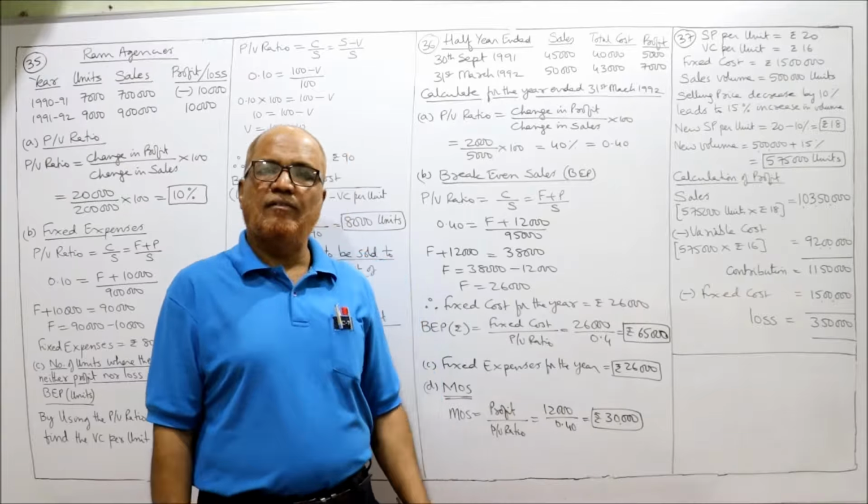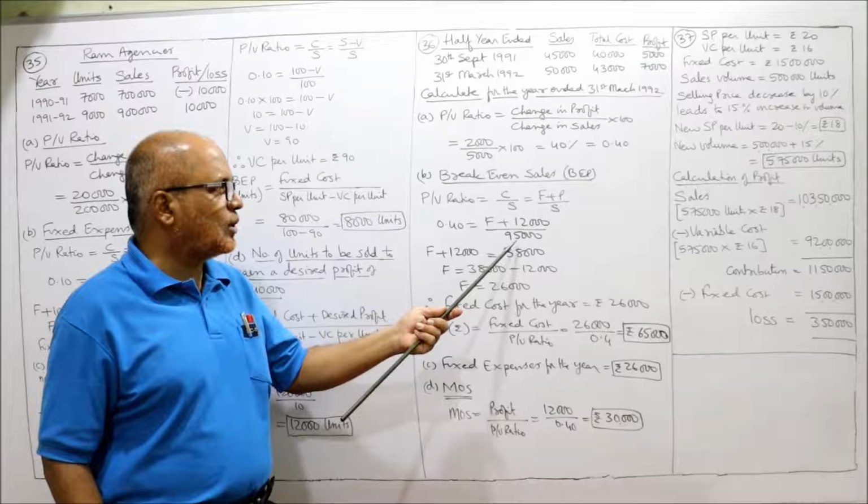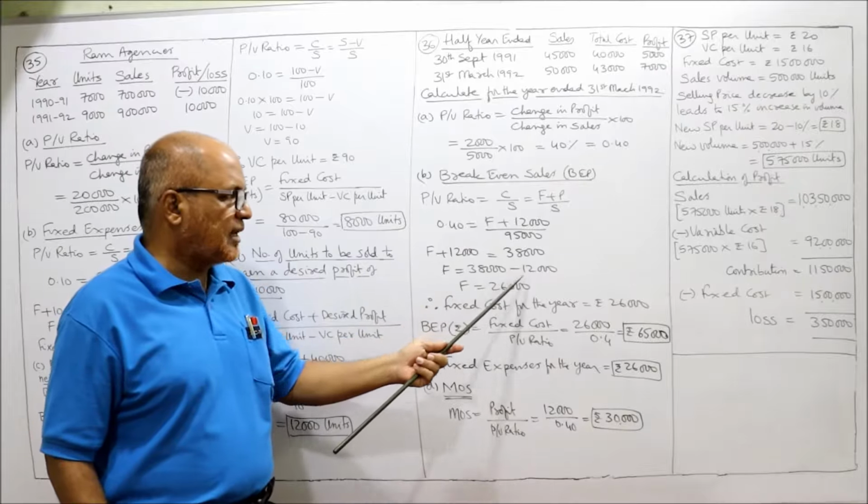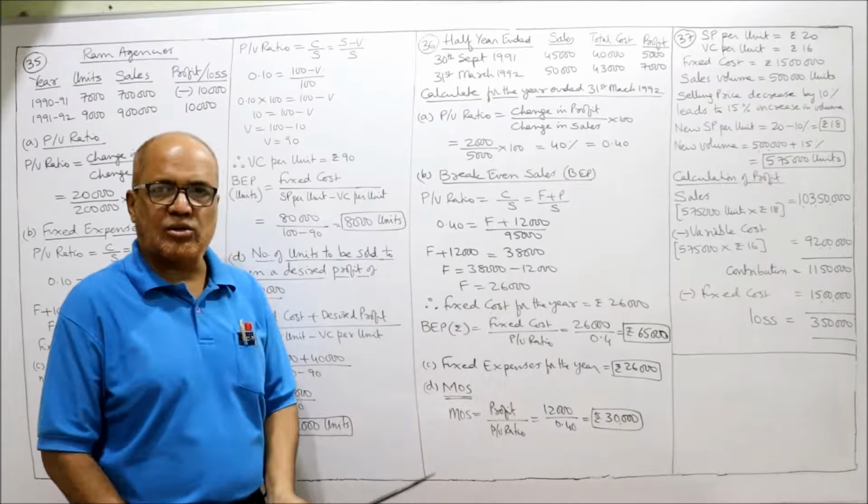In the previous problem we did not do it like this. There, one period was 1 year. Here one period is half year. So I am taking complete sales for 1 year, 95,000. So cross multiply: F plus 12,000 is equal to 0.4 into 95,000. 0.4 into 95,000 is 38,000. Now take 12,000 to the RHS. 38 minus 12, 26,000. So the fixed cost for the complete year is 26,000.